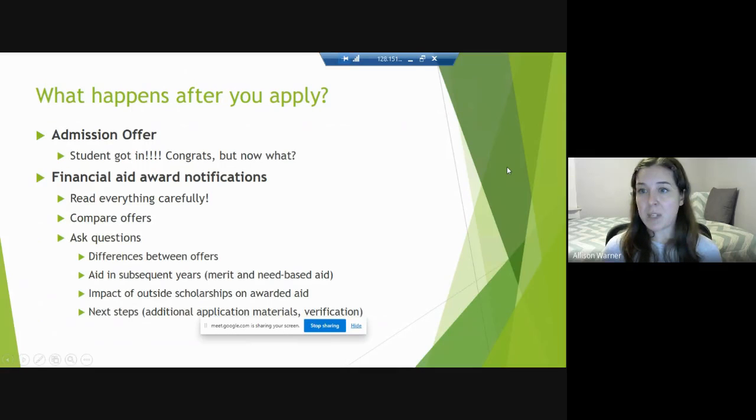So once accepted, you got in, that's amazing, congrats, but now what do you do? That's when the decision making really begins. The best advice we can give you folks is to reach out and ask questions. Read everything carefully, compare the multiple offers you're going to get, because you're going to get a lot of offers. You're going to want to ask as many questions as possible, do as much of the work up front as possible. Explore the institution's financial aid website, and if they have a financial aid handbook, really read through it.